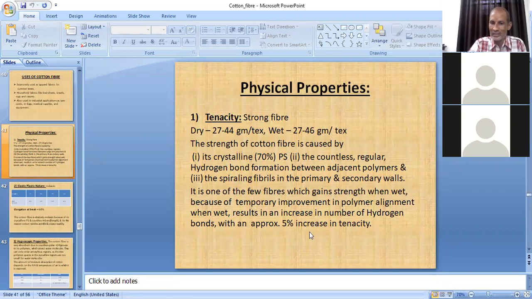Sometimes the question may be asked in the examination, why the cotton fiber gains strength when wet, and this is the answer. Because of temporary improvement in polymer alignment when it is wet, results in an increase in number of hydrogen bonds, which gives an approx 5% increase in tenacity. Around 5% tenacity may increase due to increase in number of hydrogen bonds. Mean more hydrogen bonds are formed in wet state. Why? Because polymer gets aligned, temporarily they get aligned.